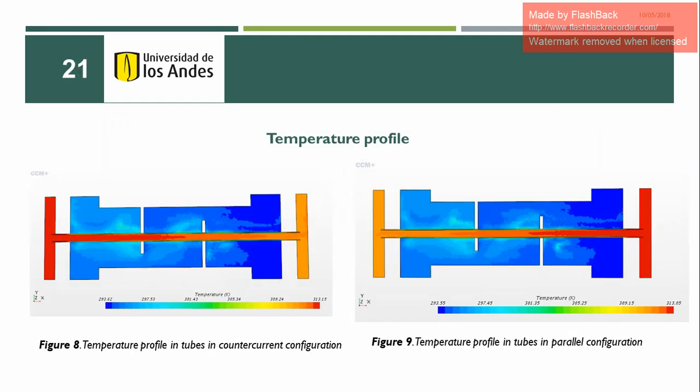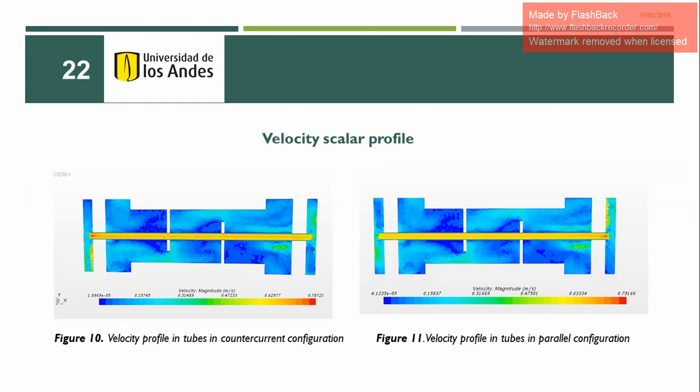The temperature profile for countercurrent and parallel configurations is shown here. It is noticeable that in the parallel configuration there is a lower temperature difference between the hot and cold fluids in the inlet and outlet zones, different from the countercurrent configuration, where temperature differences are considerable along the exchanger, making this configuration more efficient. Also, it can be noticed how baffles allow the fluid inside the shell to mix, making different temperature regions in this part. In this slide, we can see the velocity magnitude profile in both configurations.